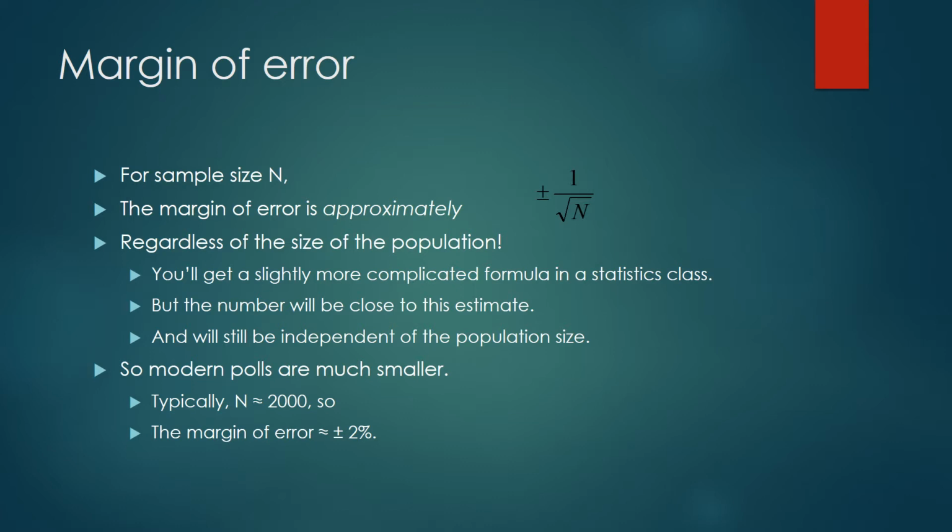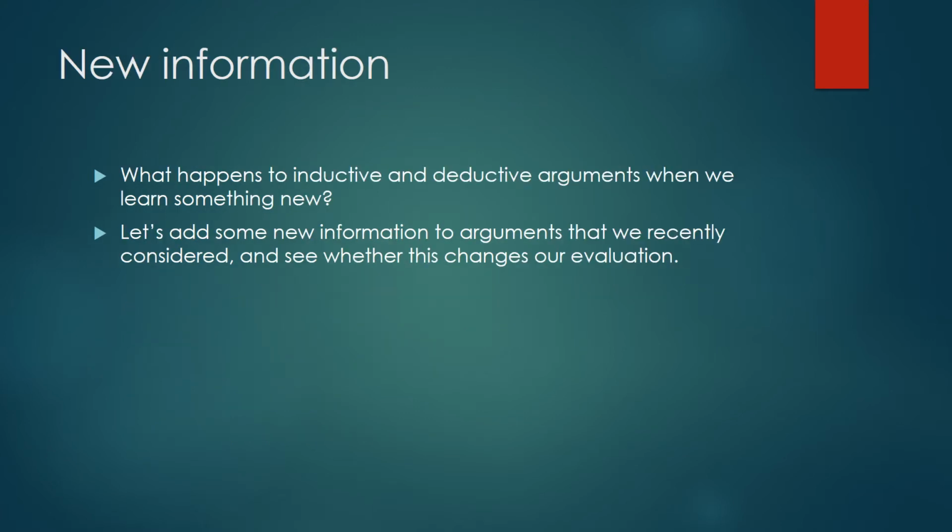Okay. However, because of this, modern polls are usually much smaller than the ones used in 1936. Right? Typically, a pollster will survey about 2,000 people, in which case the margin of error will come out to be about 2%.